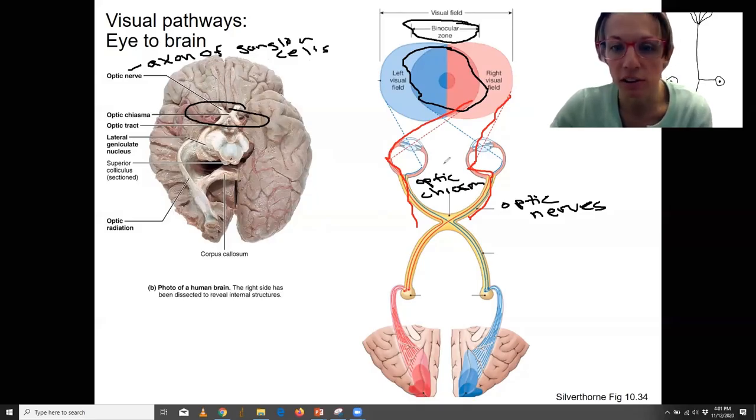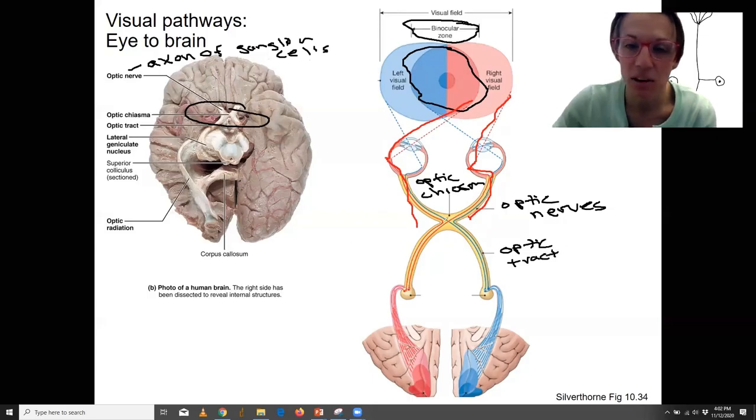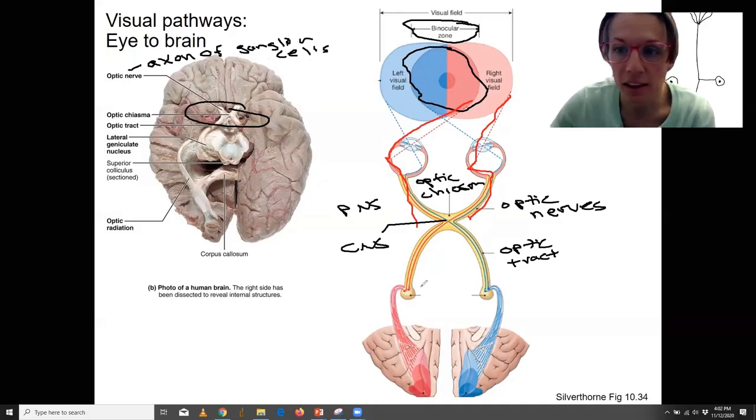So each visual field, the information from each eye, some of it's going to cross, some of it is not, so that all the red ends up on one side and all the blue ends up on the other. Let's just label these last things here. Optic tract, because now we're in the CNS, right? After this point, this is CNS, this is PNS. What is this here? This is the thalamus.